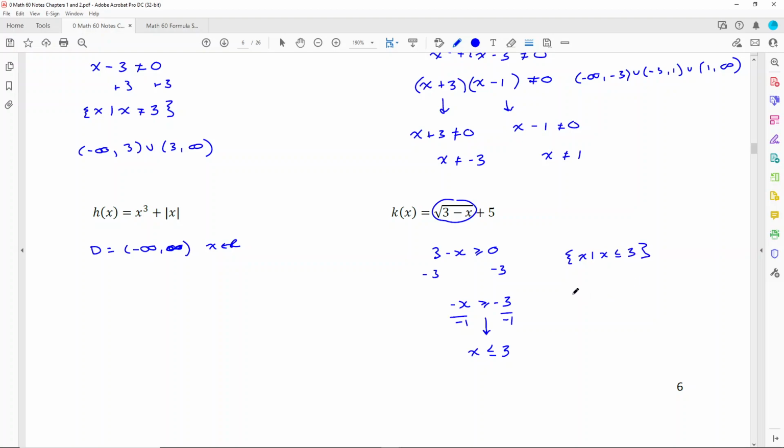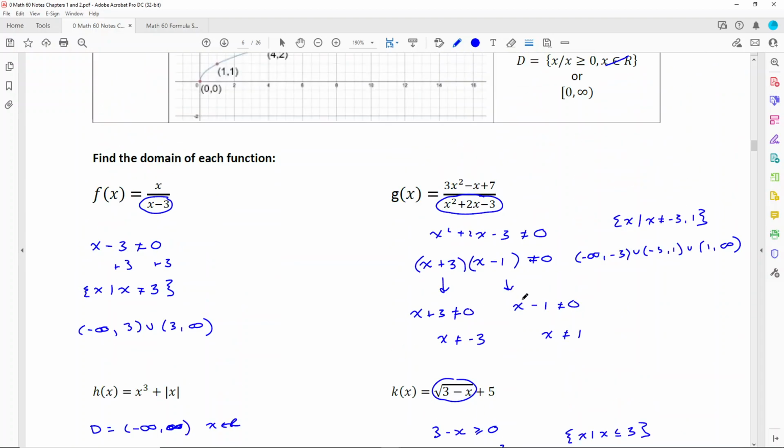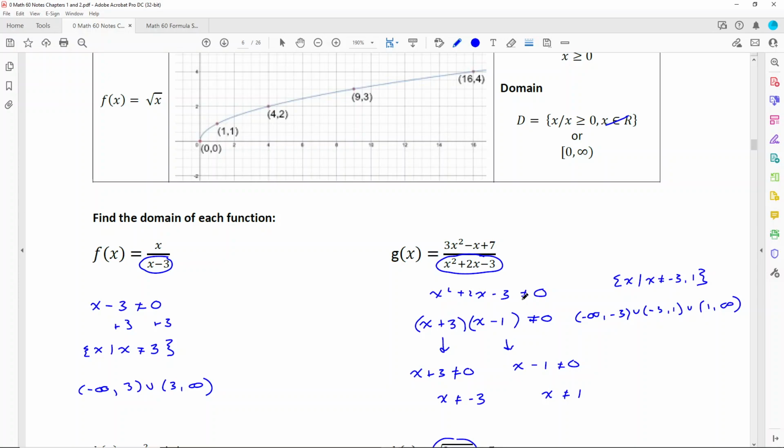Or I could put that in interval notation, which would be negative infinity up to 3 with a square bracket because it's equal to. All right, so that is looking at equations and finding the domain. So again, we found the domain when you look at a graph. Now we're finding domain by looking at an equation.